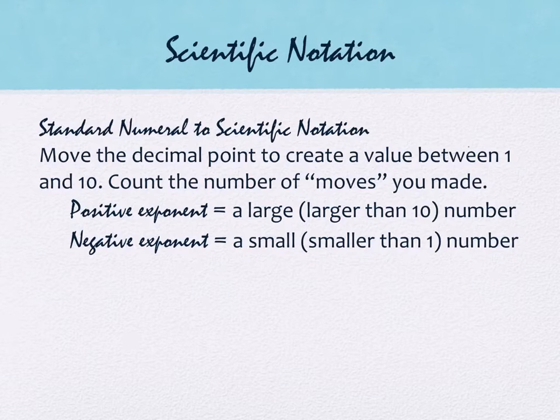If our value is large, as in that it's larger than 10, then the exponent's positive. And if our value is small, that is, it's a value that's less than 1, then our exponent is negative.